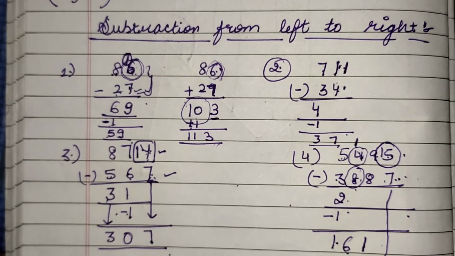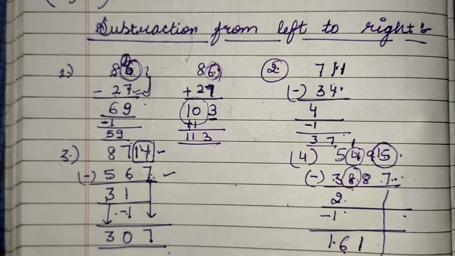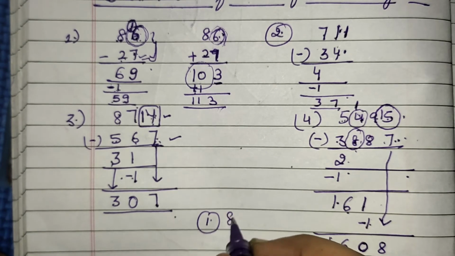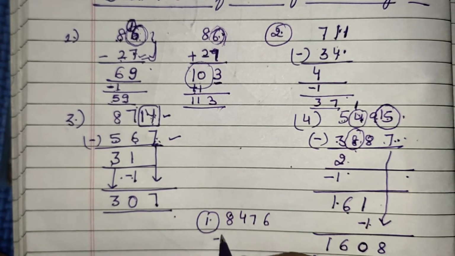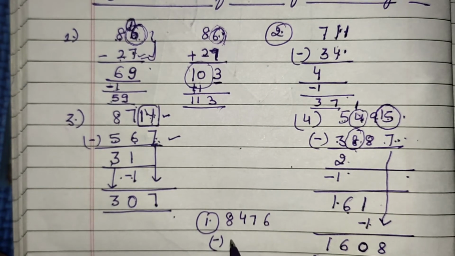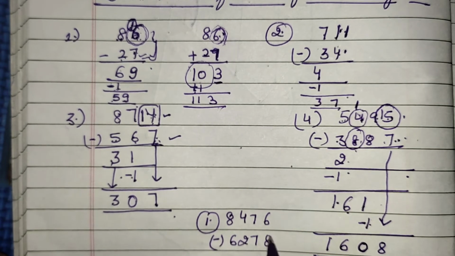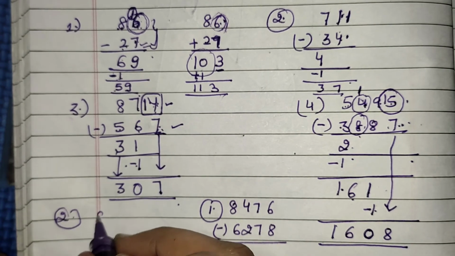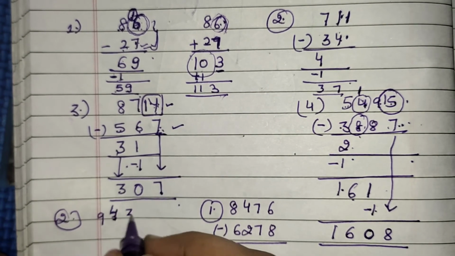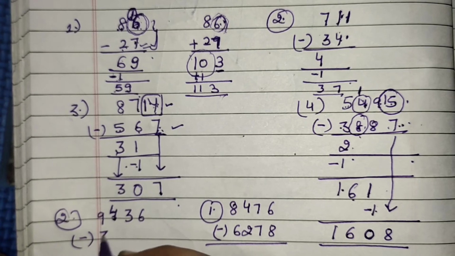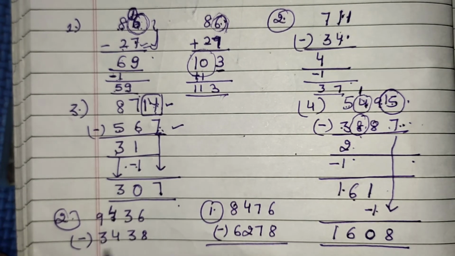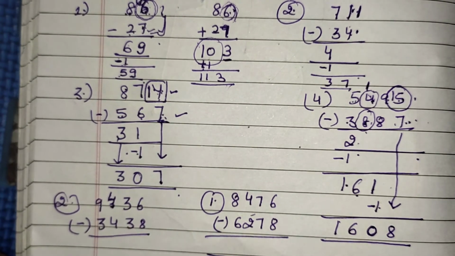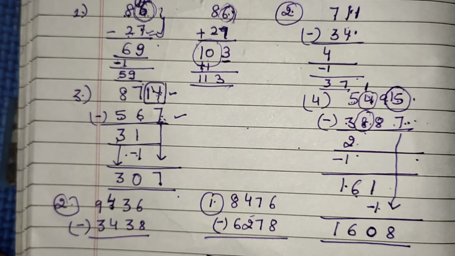Okay, I am giving you some questions for practice. Suppose you have to subtract 8476 from 6278, right? And let us say your second practice question is 9436 minus 3438. Right, so these are the two questions on which you can do a little bit of practice.